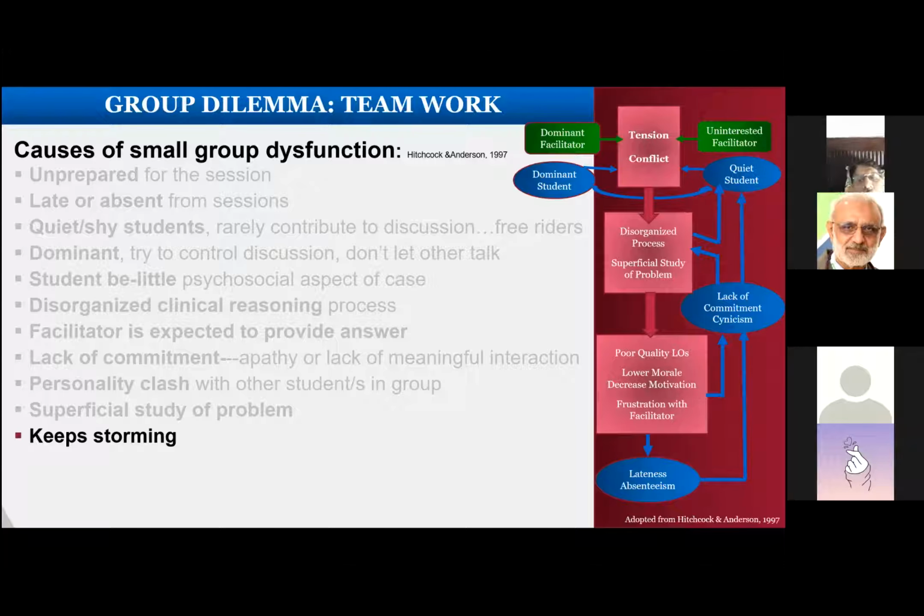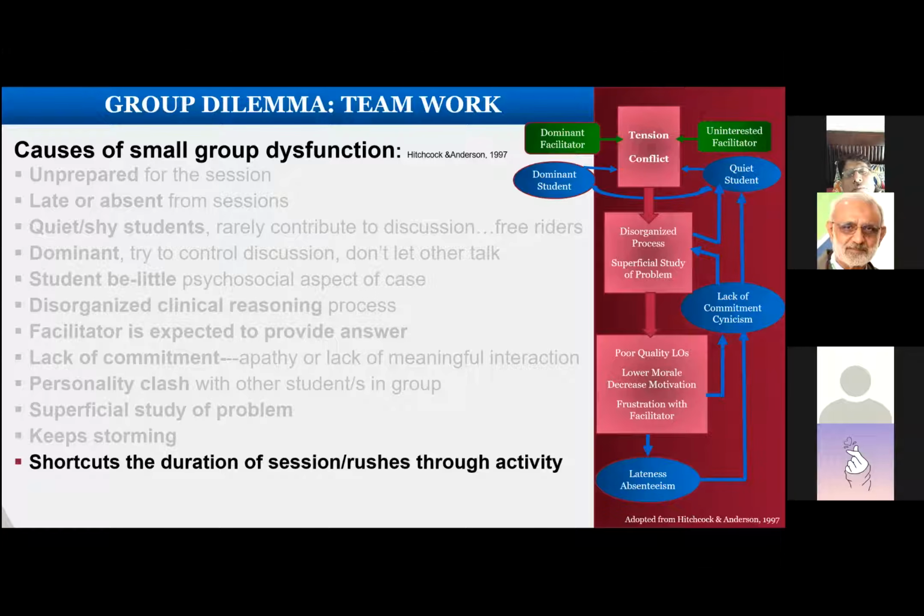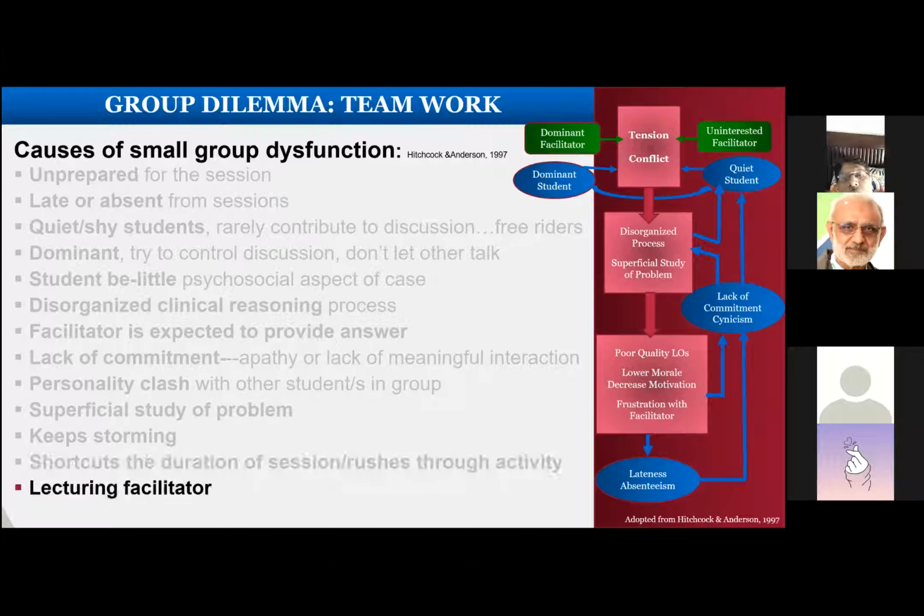They keep on storming and they don't come to the conclusion and waste a lot of time. So they have to be careful about that. They shortcut the duration of sessions. Usually the session is 2 hours and you have missed a few of the steps of the PBL process and the students are roaming outside 1 hour later, for example. This is commonly seen in some of the groups in different situations, or they rush through their activities.